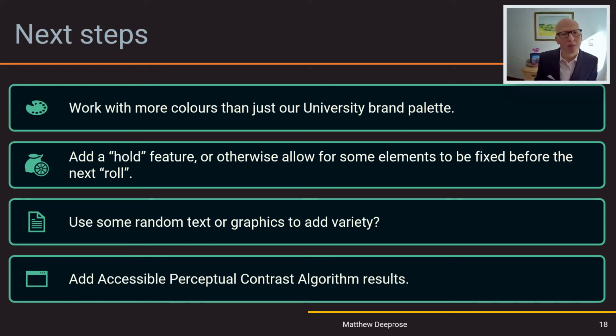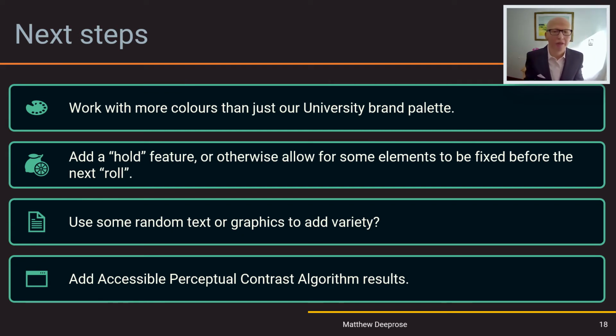Another aspect I'd like to work on is to allow the user to fix one of the colors, probably the background color, and then cycle through accessible combinations for that color only. It might also be useful to have an option to say only show AAA color contrast options, only show AA, and so on. I'm not super happy with the placeholder text and graphics I'm using in the example card. Perhaps I could add something more interesting and have it change with each roll of the dice.